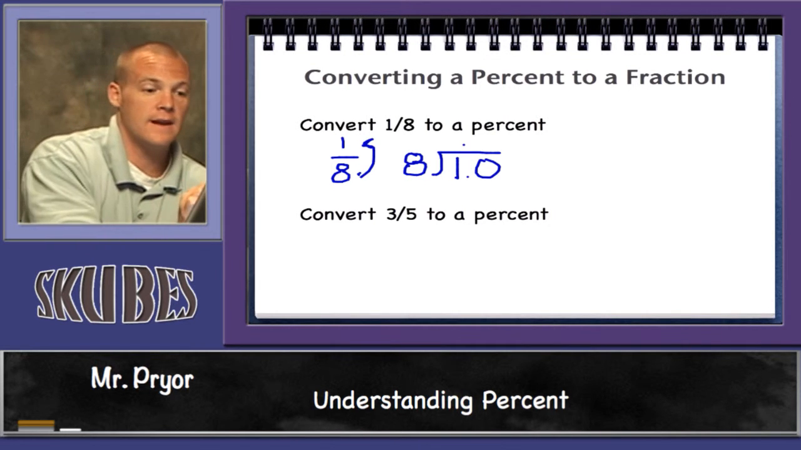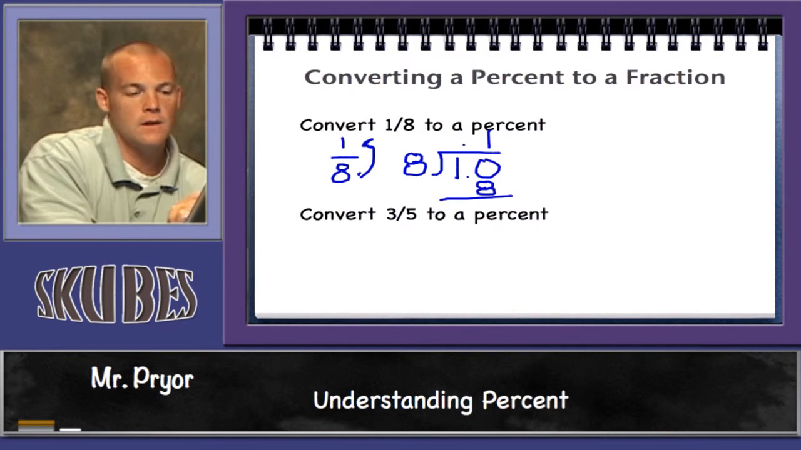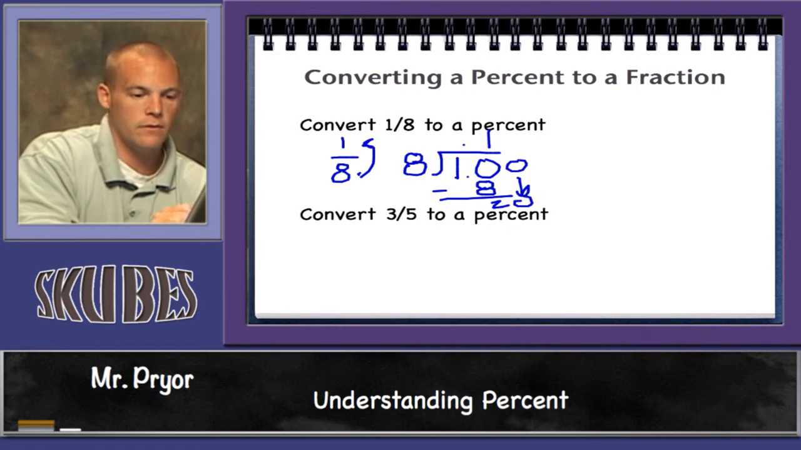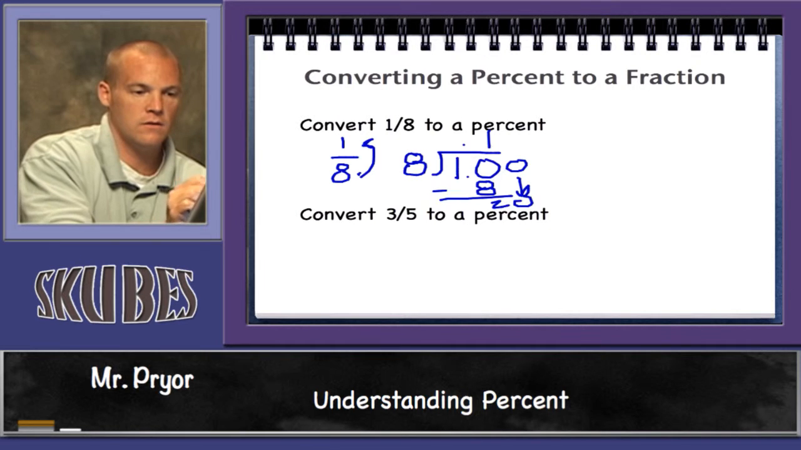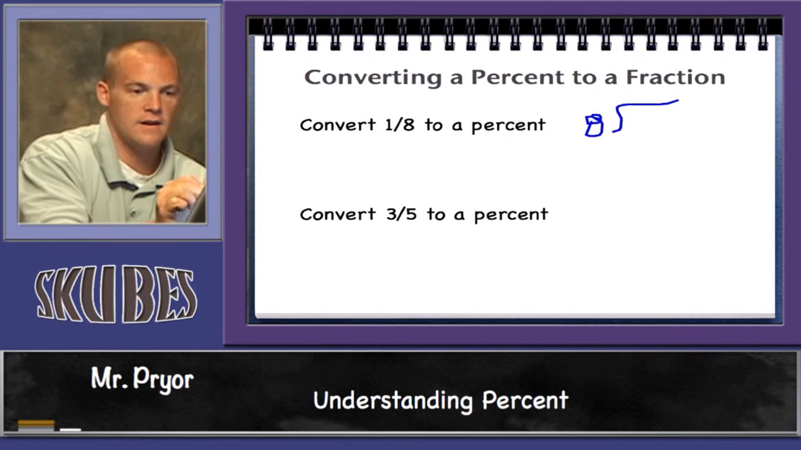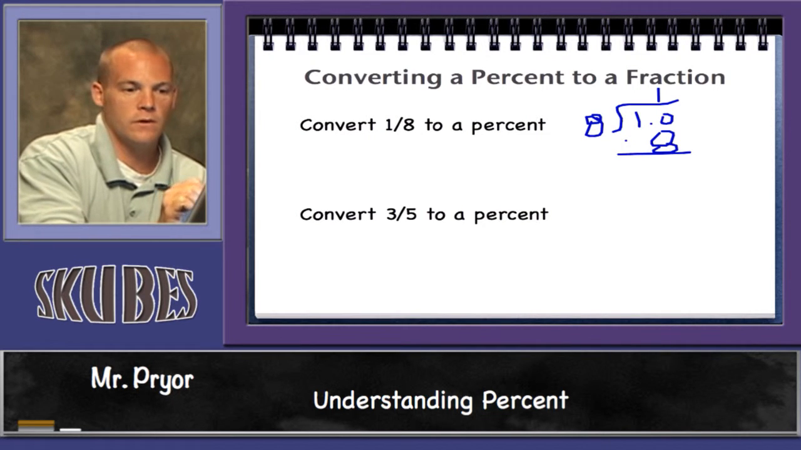8 goes into 10 one time. So 1 times 8 is 8. And we're going to have 2 left over. We're going to have to bring down a 0. And I may run out of room here. Let me redo that over to the side. 8 and 2. All right. So we're going to subtract. We're going to end up with 2 there.